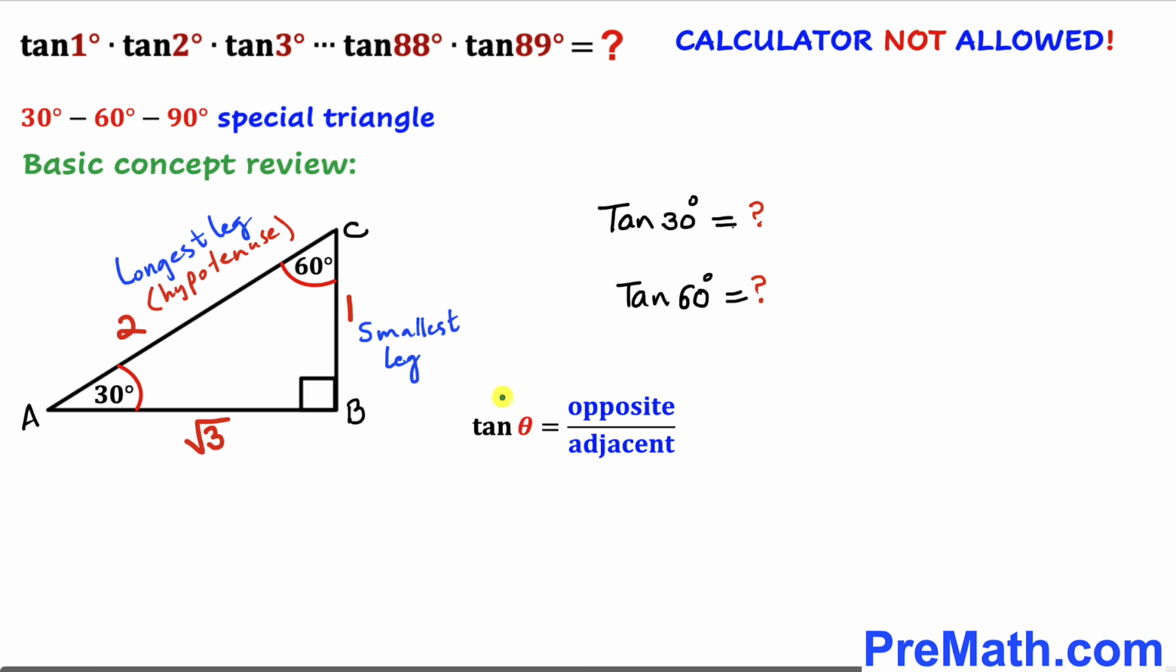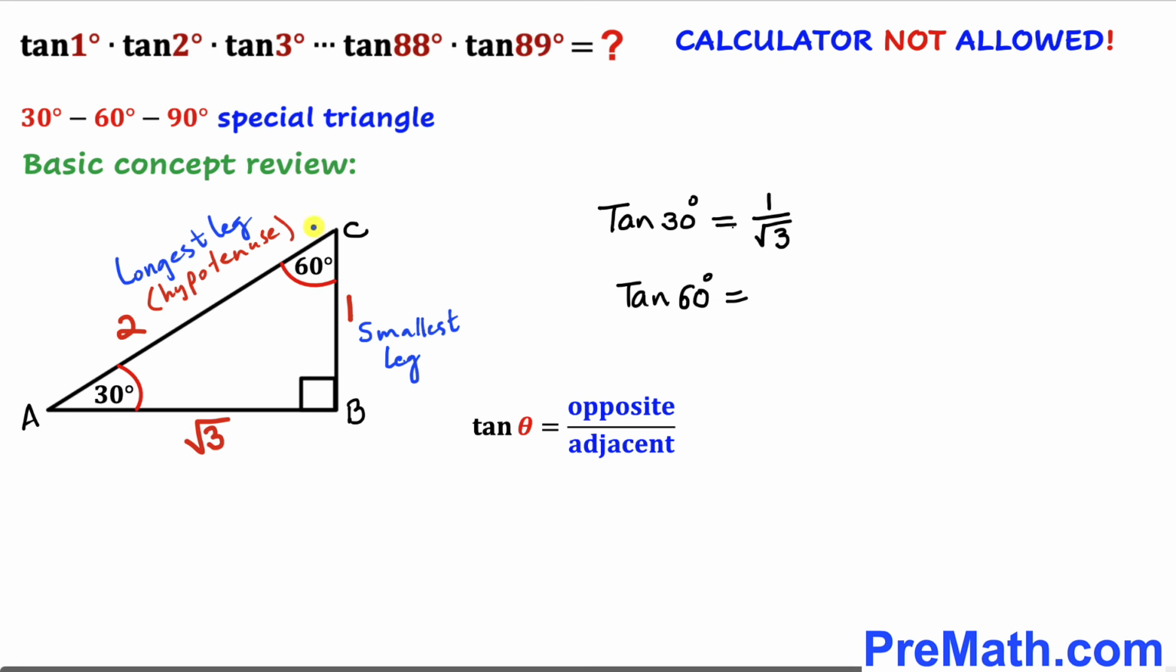Now let's recall this trigonometric ratio. Tangent of theta is always equal to the opposite side divided by the adjacent side. So for this angle 30 degrees, our opposite side is going to be 1 and the adjacent side is going to be square root of 3. So tangent of 30 degrees is 1 divided by the square root of 3.